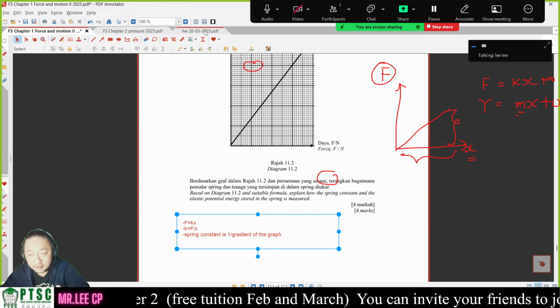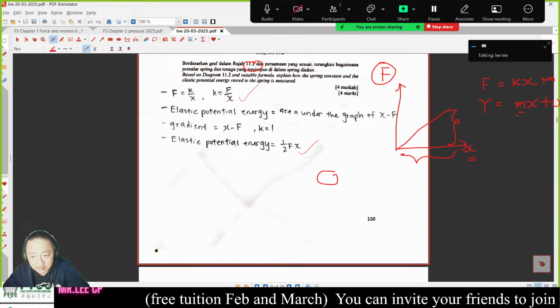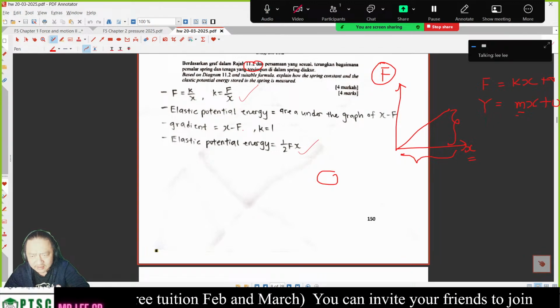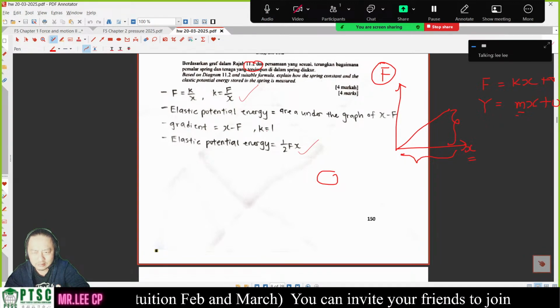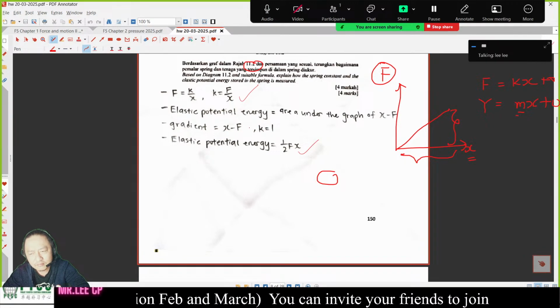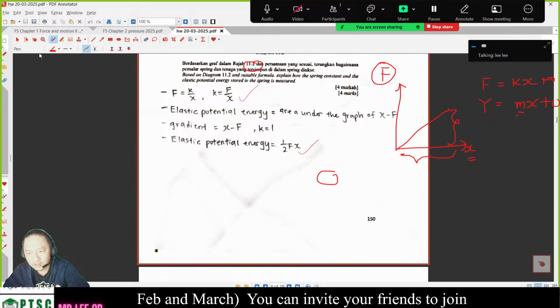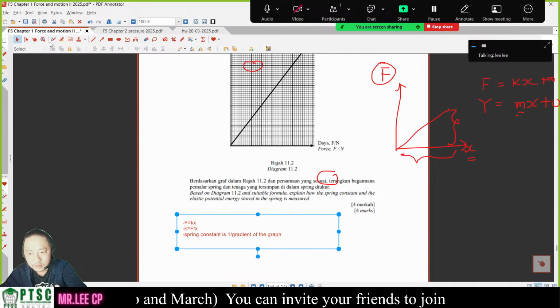Okay. This one, you said the gradient of the graph of x against f, k is 1. I don't get it. What is this? So this one, no mark. No mark for me.